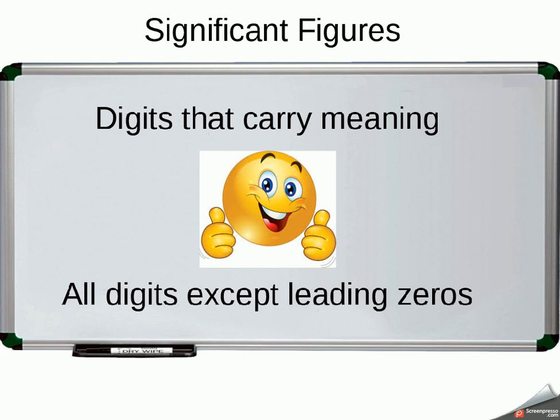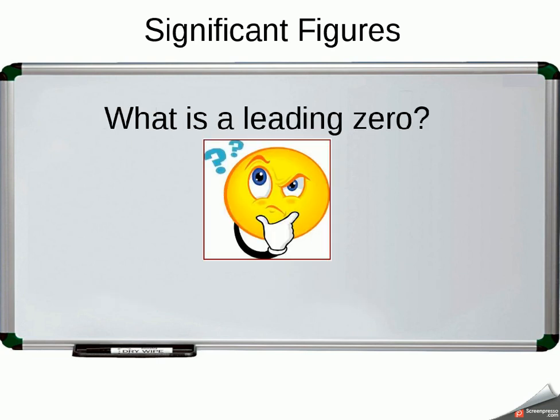So how do we work out which ones are significant figures and which ones aren't? Well, it's all the digits that we have, all the numbers, except any leading zeros. And a leading 0 is a 0 that is furthest to the left. So let's have a look at a few examples.